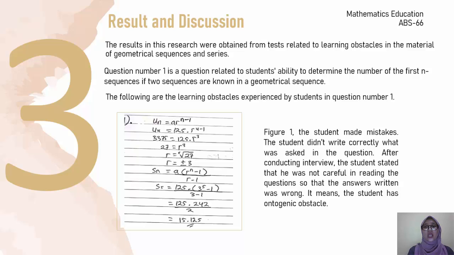On figure 1, we can see the student made mistakes. The student didn't write correctly what was asked in the question. After conducting interview, the student said that he was not careful in reading the question, so that the answer written was wrong. It means the student has ontogenic obstacle.